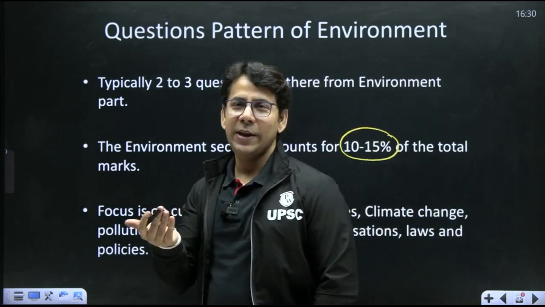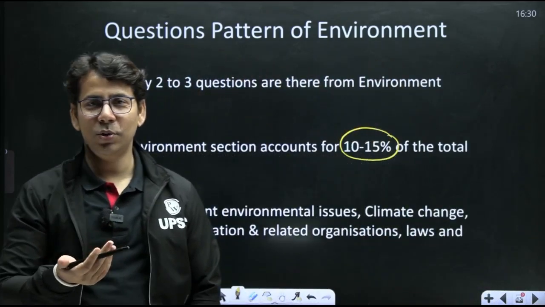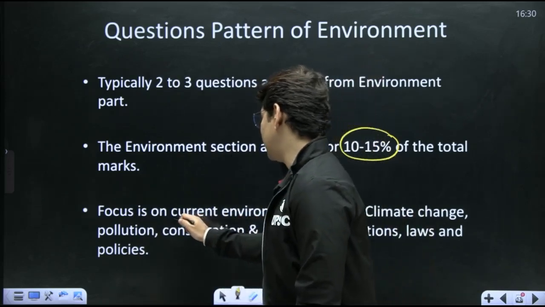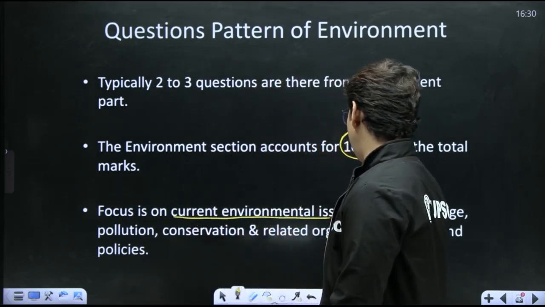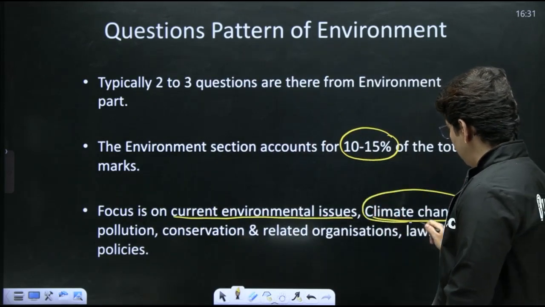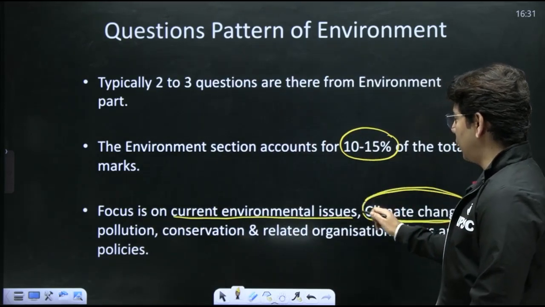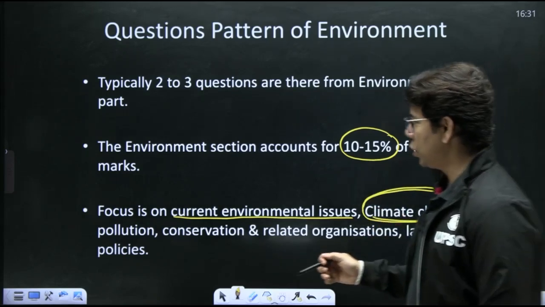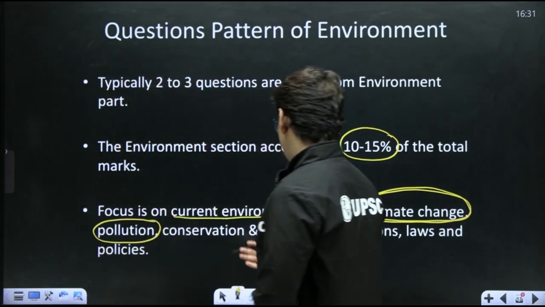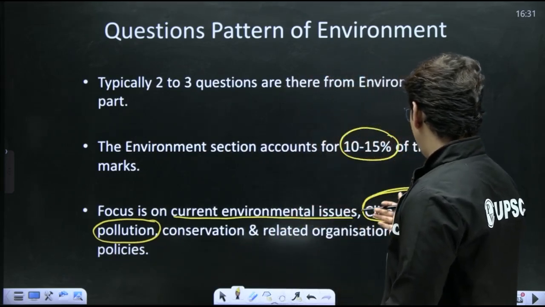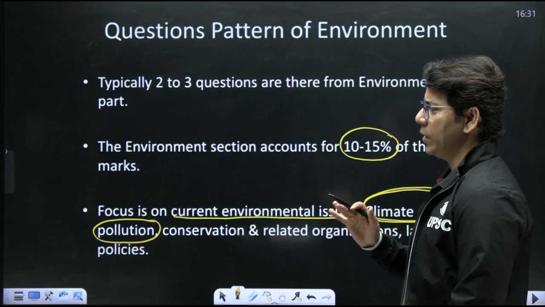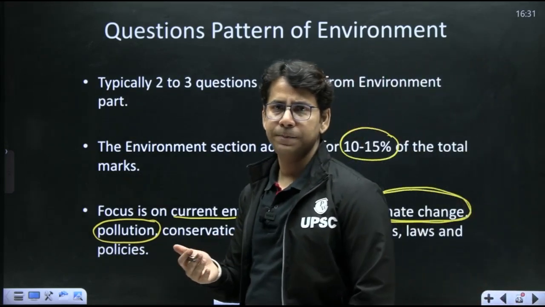Obviously, UPSC can deviate anytime, and you are prepared, so you don't need to worry about it. And the focus is, again, current development, current environmental issues. Climate change is a perennial issue that is going to be there for many years to come, right? Pollution is something that is there, you cannot get rid of it. And conservation and related organizations, laws and policies, very much oriented to the current development.